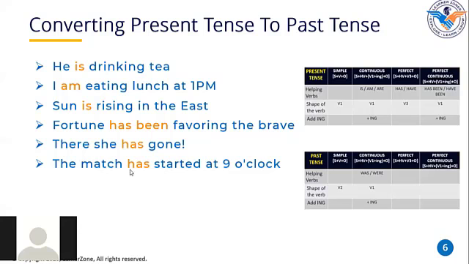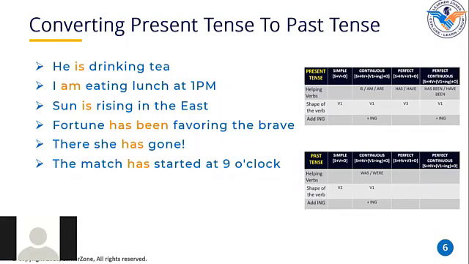Okay, very good. So you have to remove this helping verb has from here because we are not using any helping verb in simple past tense. And we have to use the second shape of the verb. That's it. Go ahead. The match started at 9 o'clock. Awesome, Ketan. Thank you so much.